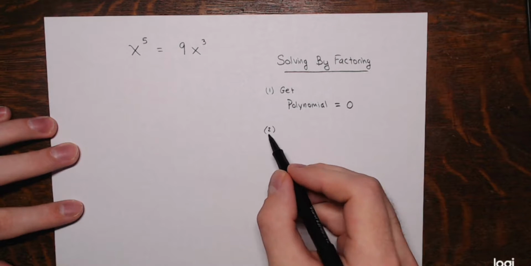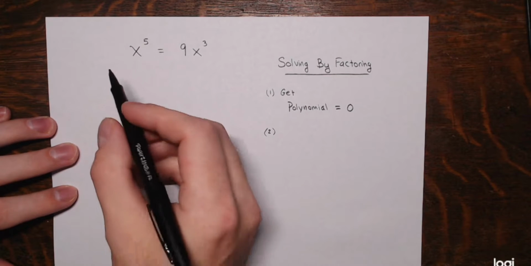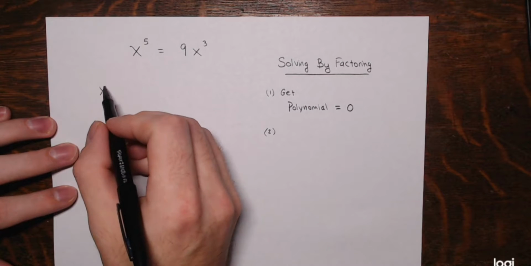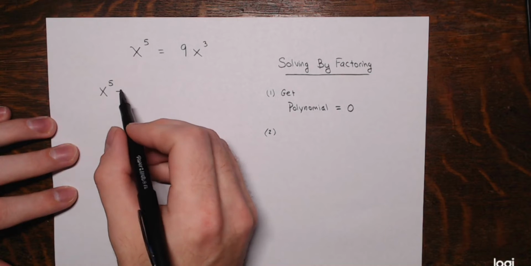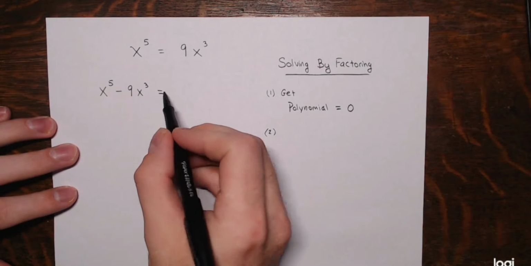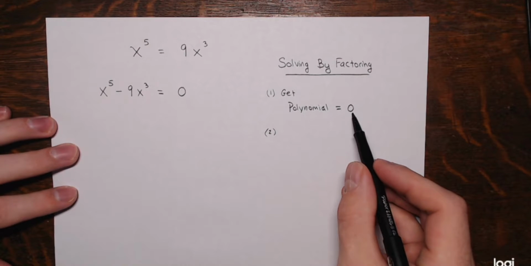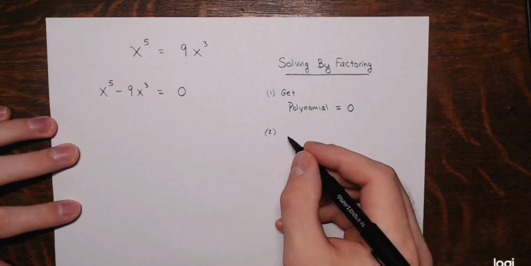If I'm doing that here, I'd subtract 9x cubed. So we have x to the 5th minus 9x cubed equals 0, and it must be 0 on the other side. You'll see why in a minute.